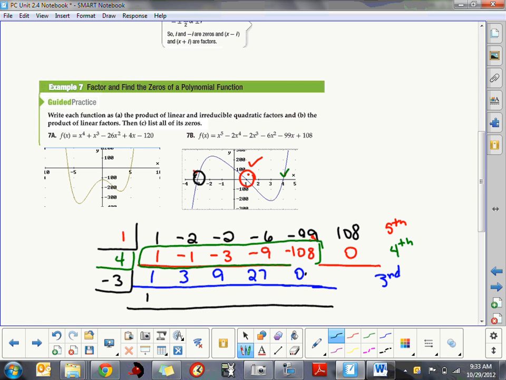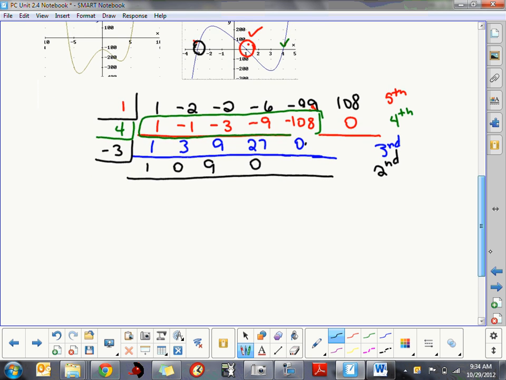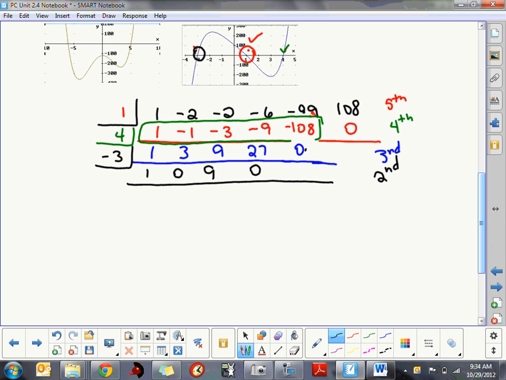So bring down your 1. Negative 3 times 1 is a negative 3 plus 3 is 0. Negative 3 times 0 is 0 plus 9 is 9. Negative 3 times 9 is negative 27. Negative 27 plus 27 is 0. So now we're down to a 2nd degree polynomial. I'm finished with the synthetic division, and now I can figure out what this is as a 2nd degree polynomial.